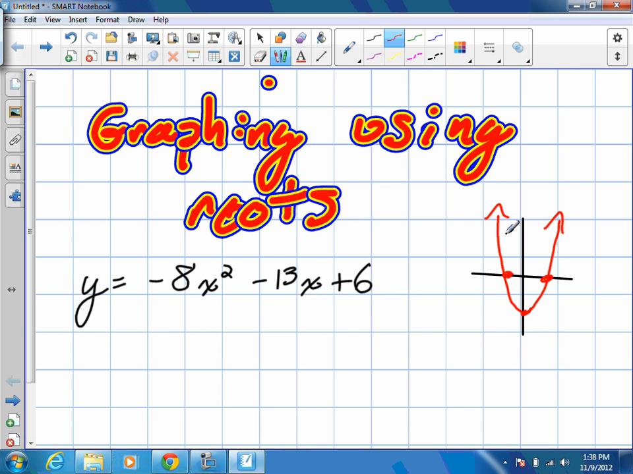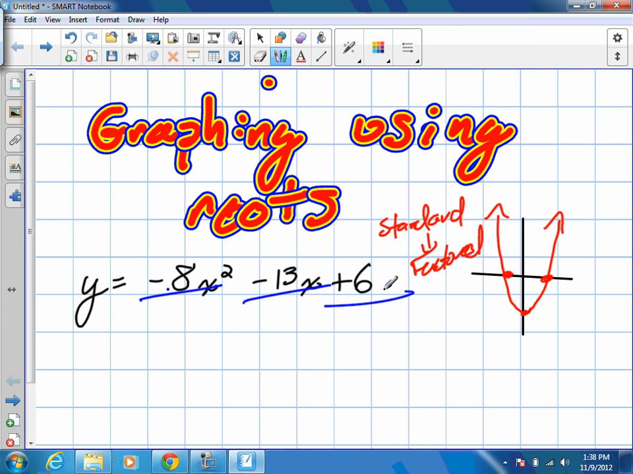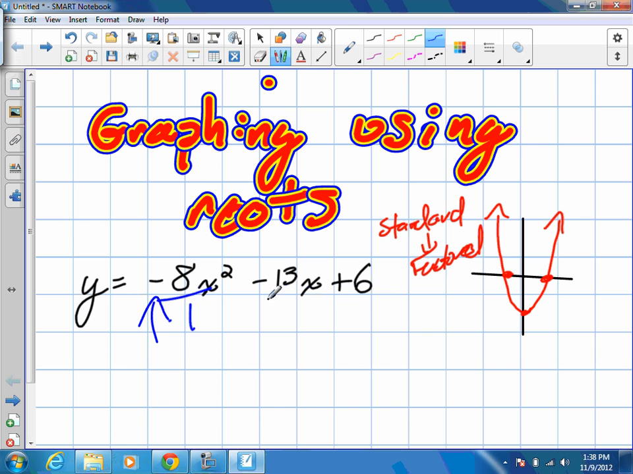Okay. Now the very first step, what form is this quadratic equation in right now? Standard, that's right. In order to find roots or x-intercepts, what form do we have to get to? And what do we do to get to factored? We factor. The very first step of factoring is look for a common factor. Is there a common factor of -8, -13, and 6? None. No. But our first term is a negative, so what would we like to take out of there? Yeah. We want to make it positive.